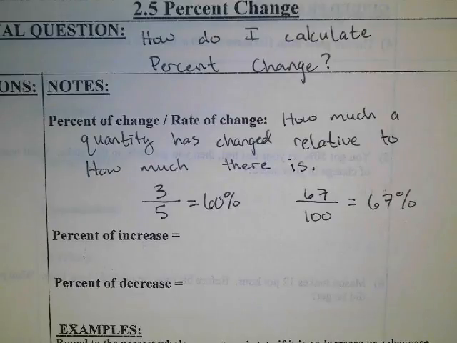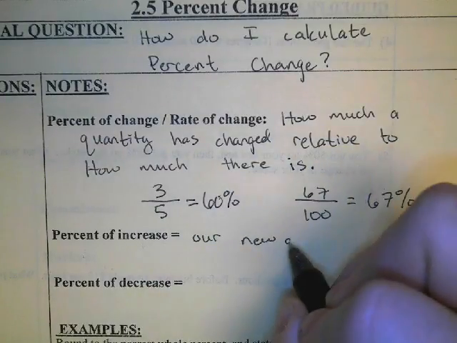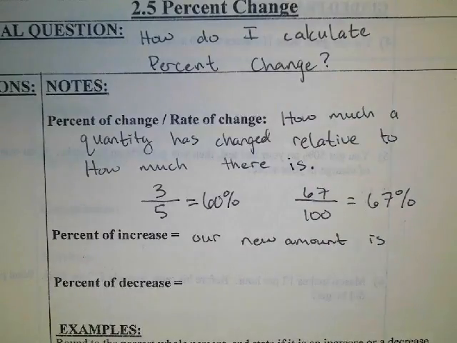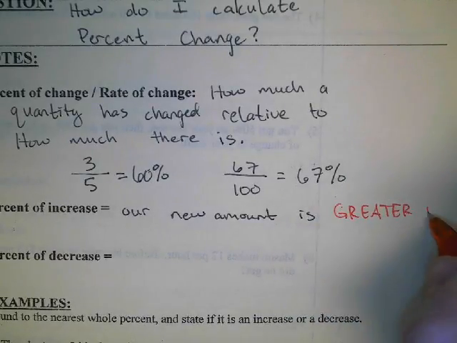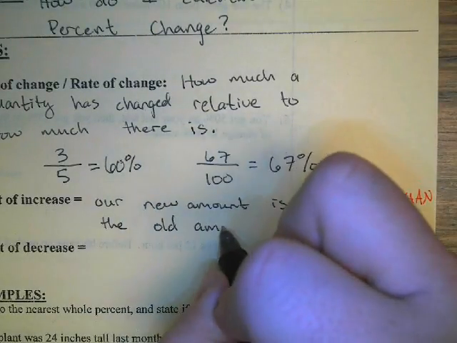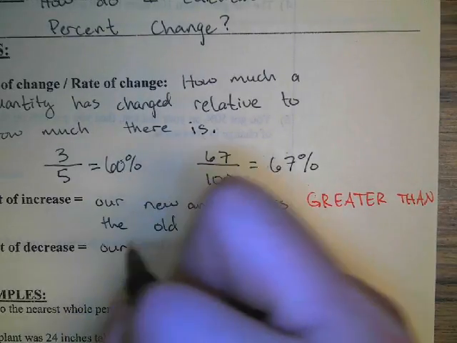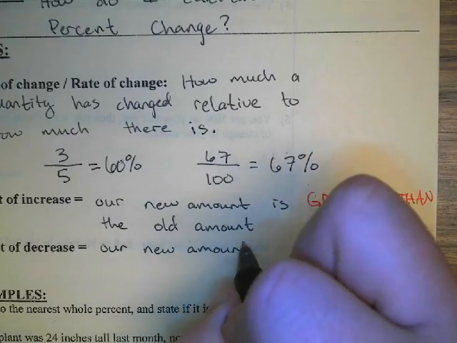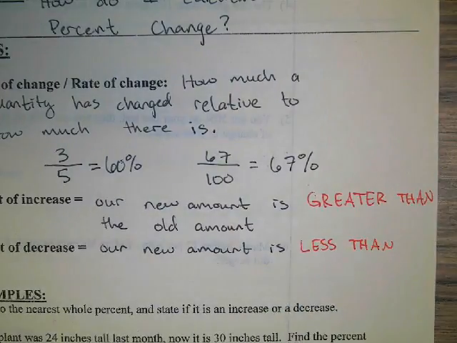Okay, so a percent of increase is where our new amount is greater than the old amount. So if you have an increase in something, so you started with $10 and it increased to $20, we're going to look at percent increase. And percent decrease will be where our new amount is less than the old amount.